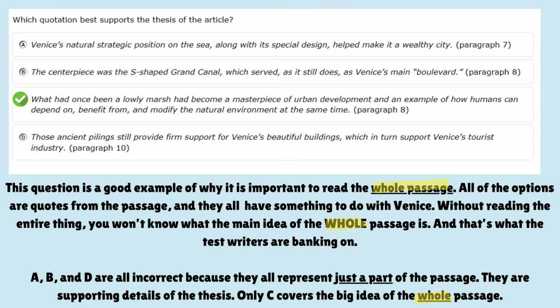So that should be the first question you ask when you read a test question. Is this asking me about the whole passage? And to look at it as a bigger piece. Or is this question asking me to just look at one quote or one part of the passage? In this case, we are supposed to look at the whole passage. A, B, and D only focus on a part of the passage. All right, let's go on to 3.